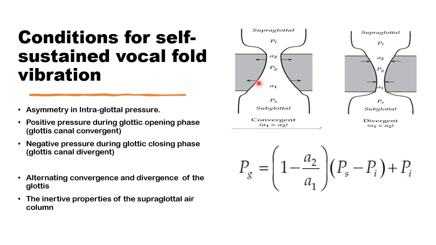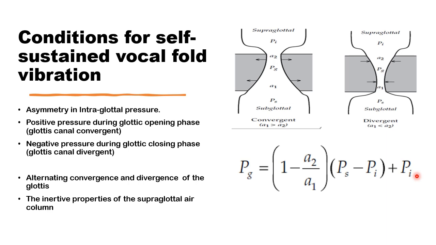If you have a convergent glottis, like in the opening phase, with a larger entry, this is A1, the surface area of the entry into the canal, and A2, the surface area of the exit to the canal. If this is the case, this fraction will be smaller than 1, and you will have positive pressure in the canal. If it is the reverse, when you have a larger A2 than A1, then this factor would be negative, and you would have negative pressure in the canal.